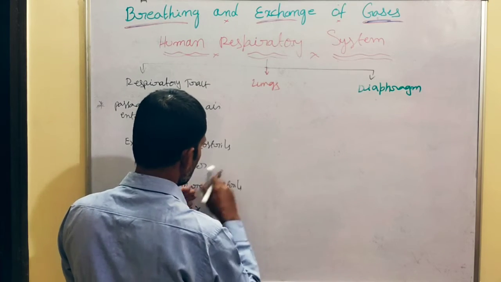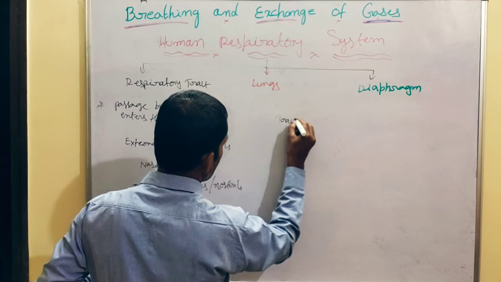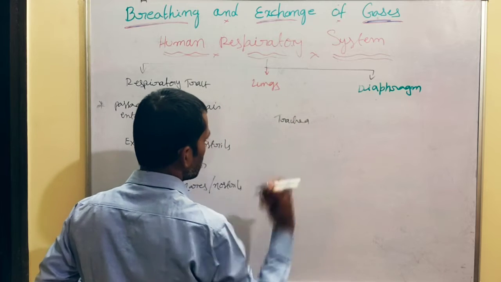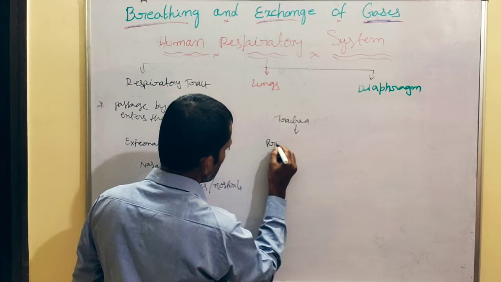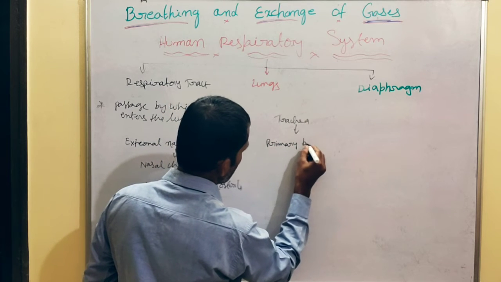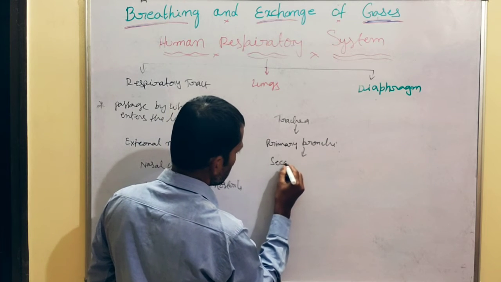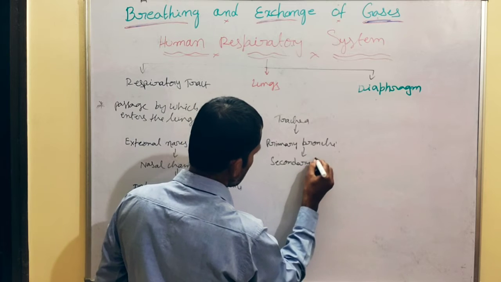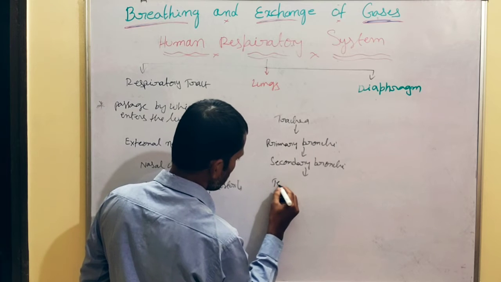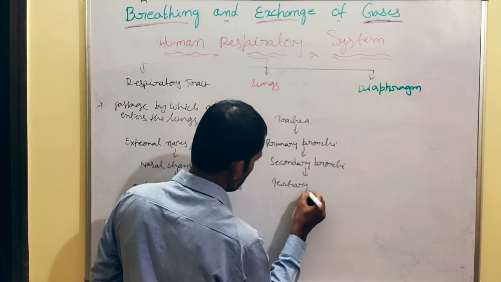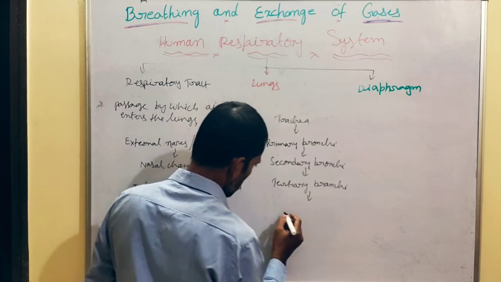Then another part, trachea. And another part, primary bronchi. Then secondary bronchi, it opens into tertiary bronchi.